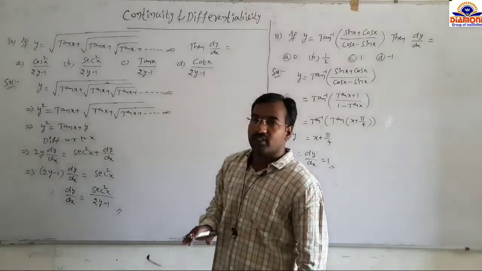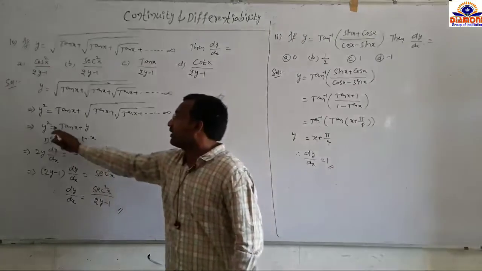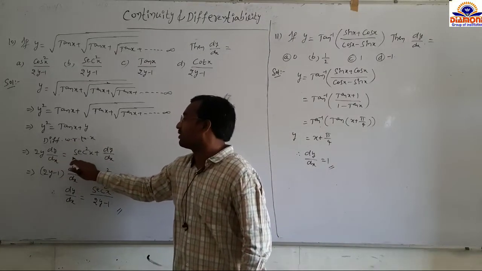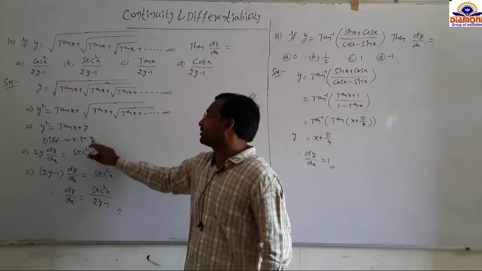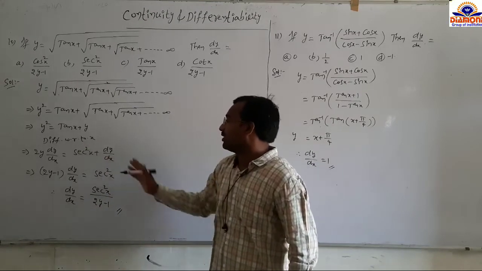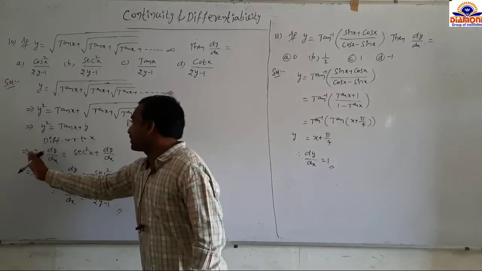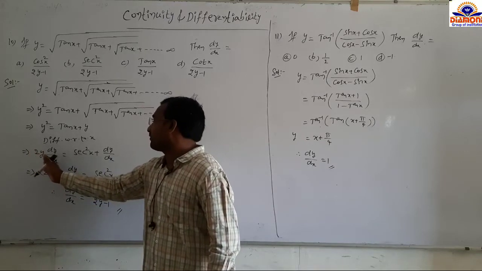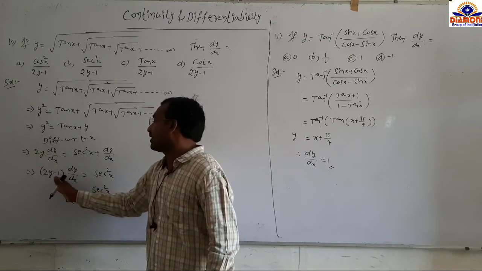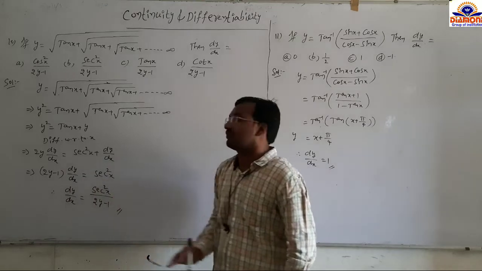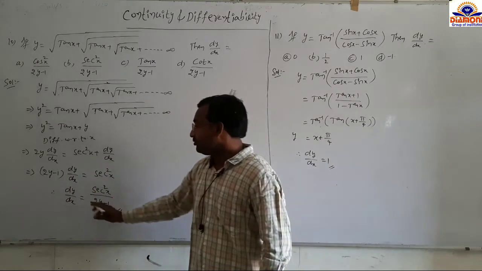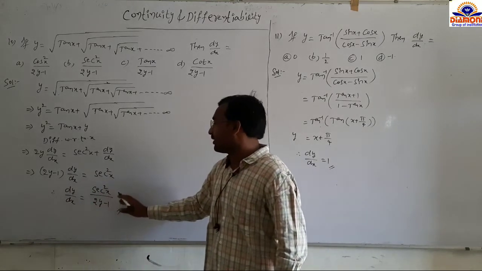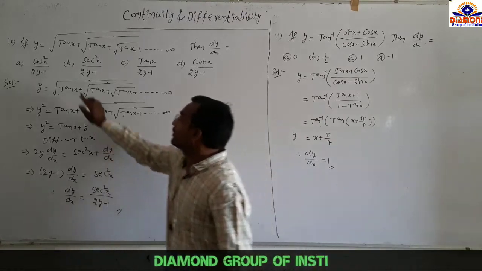Now differentiating with respect to x, what you get? Y square derivative is 2y into dy by dx equal to tan x derivative is secant square x, y derivative is dy by dx. Take this dy by dx term to that side. If you take dy by dx common, you get 2y minus 1 into dy by dx equal to secant square x. Therefore, dy by dx equal to secant square x by 2y minus 1. So option is B.